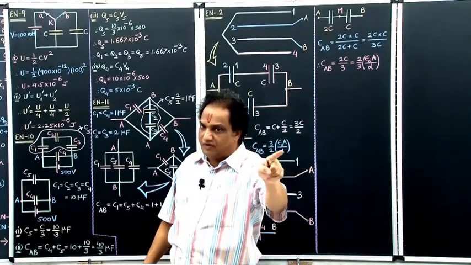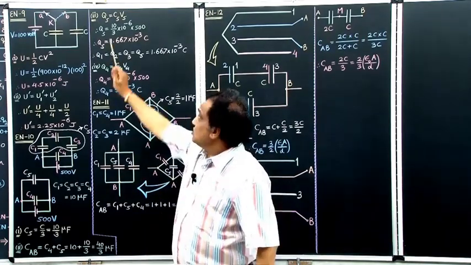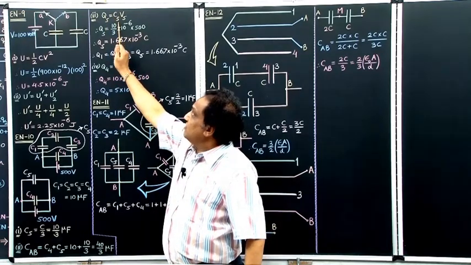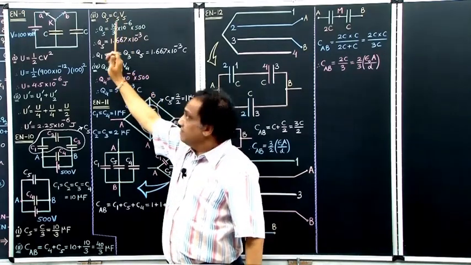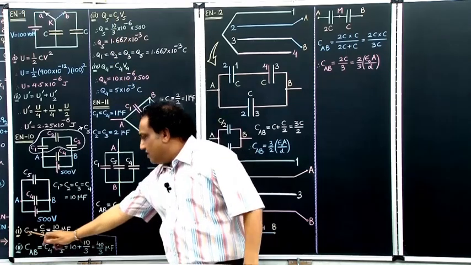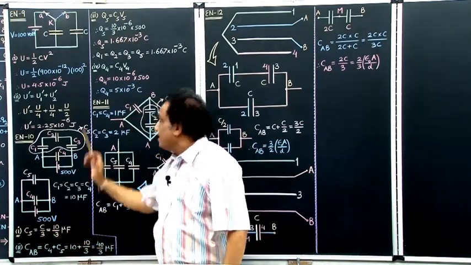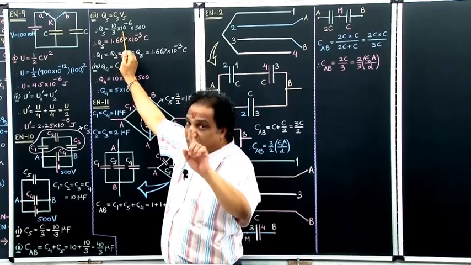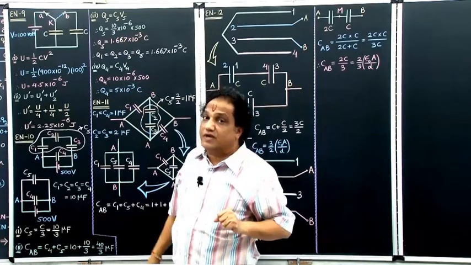Q equals C into V. Instead of Q I am putting Q5, instead of C I am putting C5, instead of V I am putting V5, correct? Now what is C5? C5 is 10 by 3 microfarad, converted into farad by multiplying by 10 raised to minus 6.